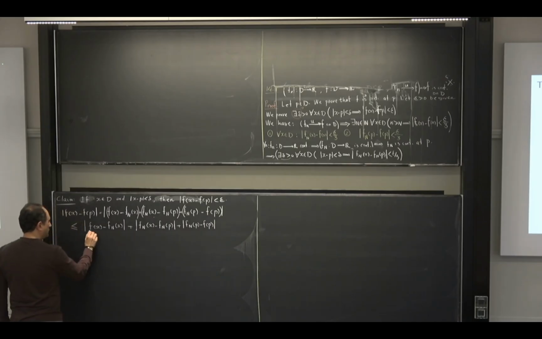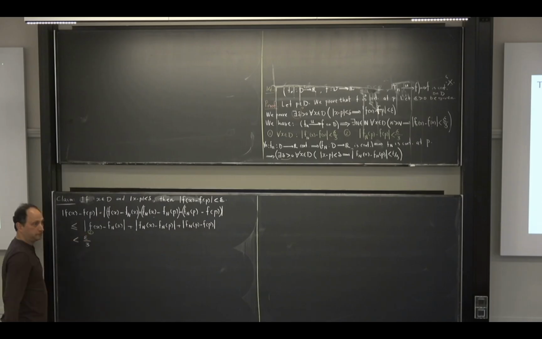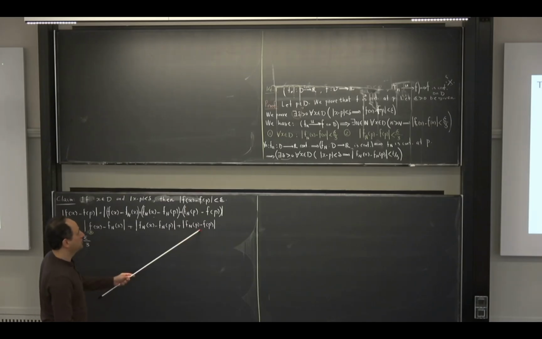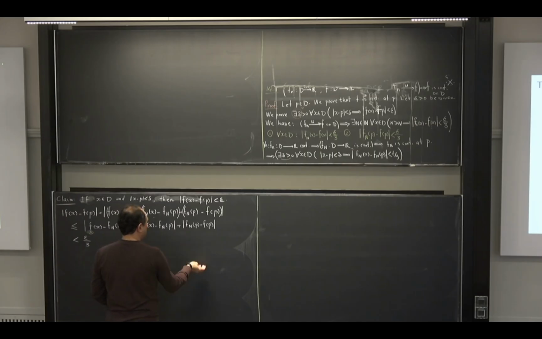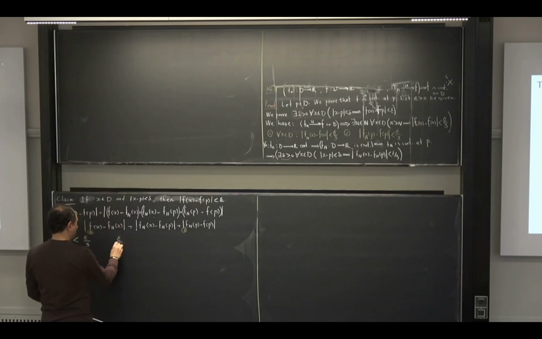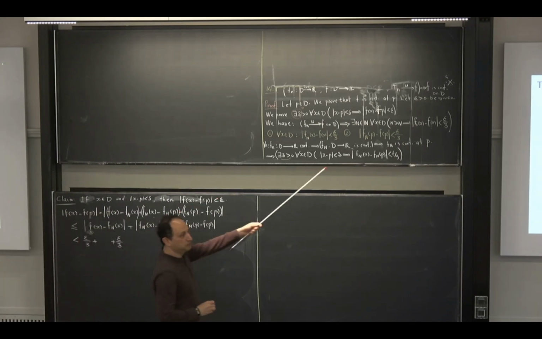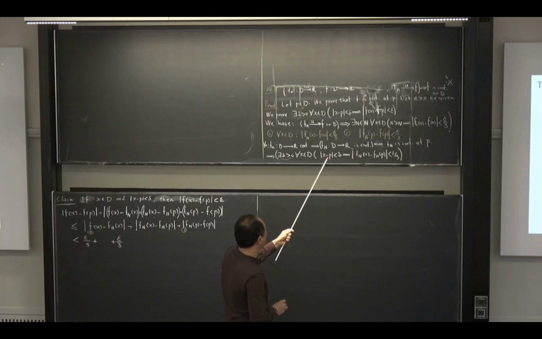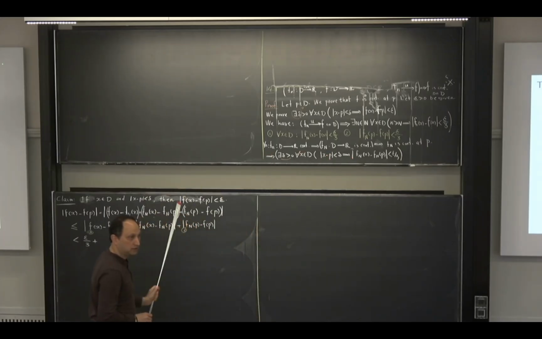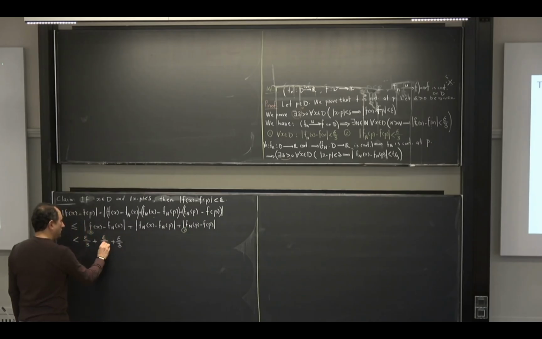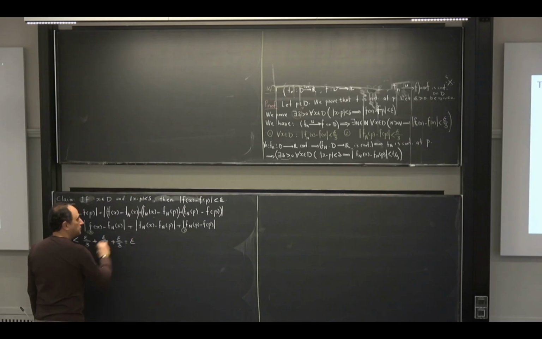This is number 2. This is less than epsilon over 3. That is number 1. That is number 1. Where is number 2? To the right. This one is number 2. That is also less than epsilon over 3. But what about the middle one? The middle one is this one. Why does this work? Because x minus p is assumed to be less than that delta. So this one is also less than epsilon over 3, and that is your epsilon.